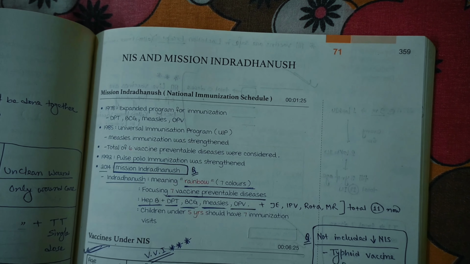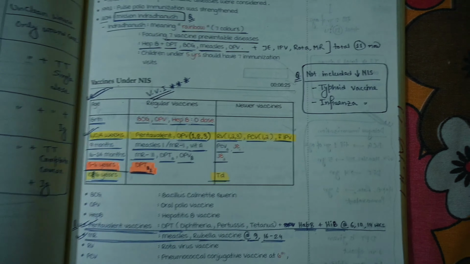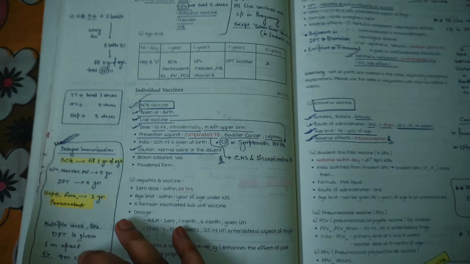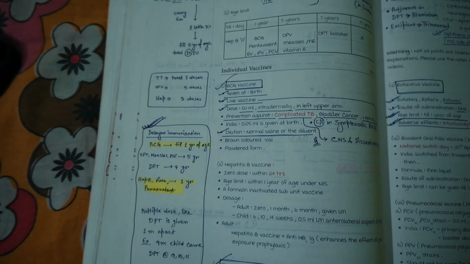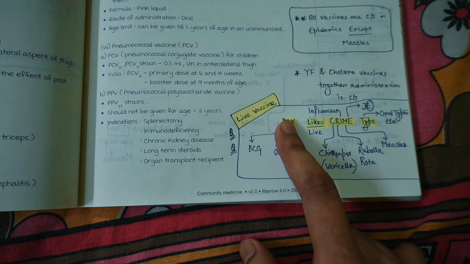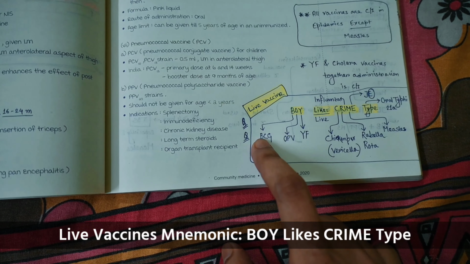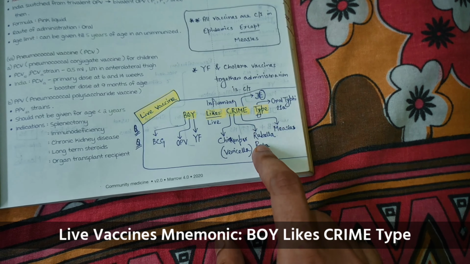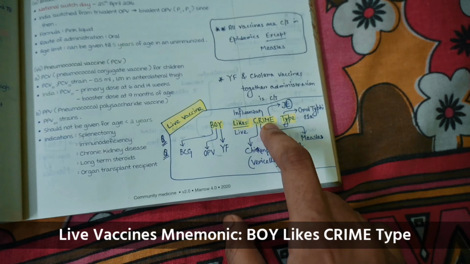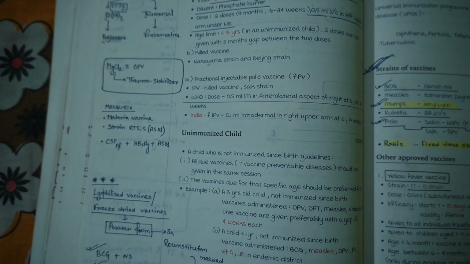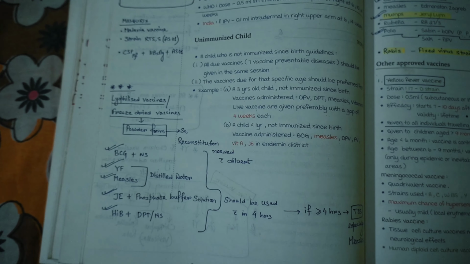Suppose this chapter, National Immunization Schedule. You can see I mark here Q, means this is a previous year asked topic. I mark here VVI, means very important topic. And I mark here Q, this is also a PYQ. This chapter is very important, so I add many important points to this chapter. You can see them. All the live vaccines: "boy likes crime type". BOY: BCG, OPV, yellow fever. Likes: L for Lives, crime: C for chickenpox, R for rubella, M for measles, I for influenza, E for JE. Type means oral typhoid. These are all the live vaccines. I underline the important lines and I add the important points from GTs.